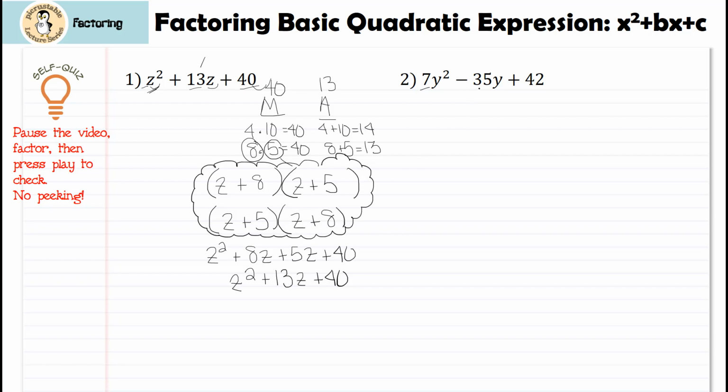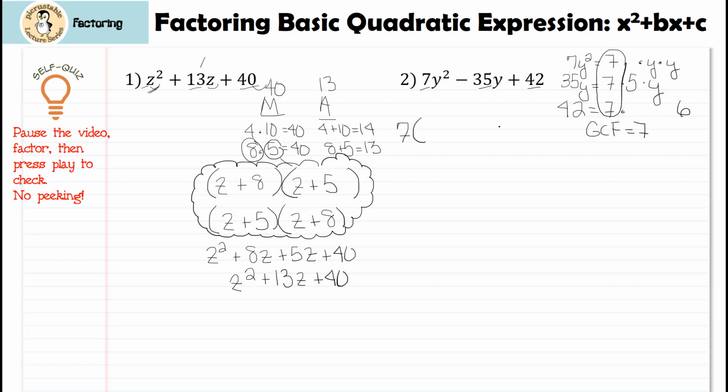Well, we have 7, negative 35, and 42. Definitely there's something in common here. 7y squared is 7 times y times y. 35y is 7 times 5 times y. And 42 is 7 times 6. So definitely our greatest common factor is 7. The first thing we have to do, divide it out.